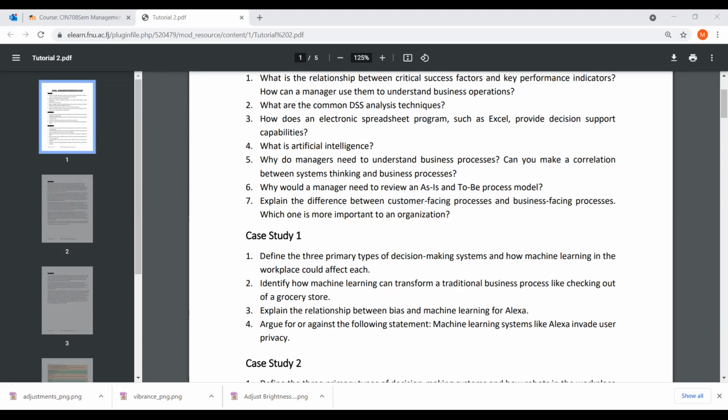Machine learning in workplaces could be used to make managerial decisions by using wearable technologies.